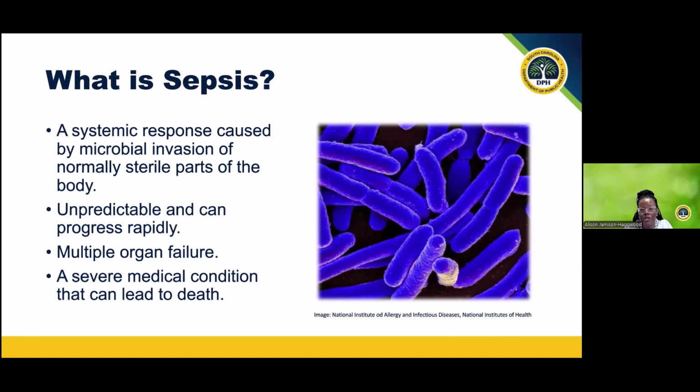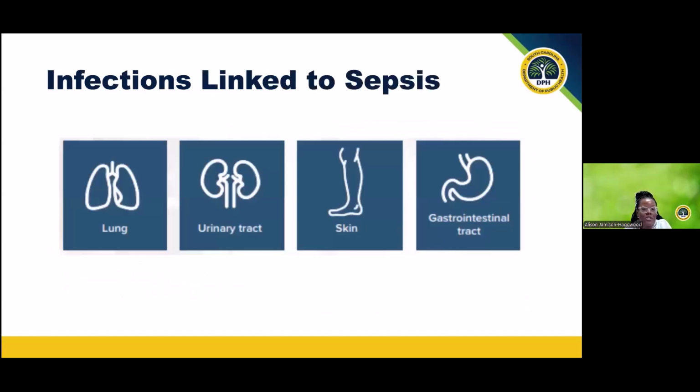And this image here on this slide is a picture of E. coli as seen under the microscope. And infection with E. coli can be a common cause of bacterial sepsis. So what kind of infections are linked to sepsis? We have several pictures here.